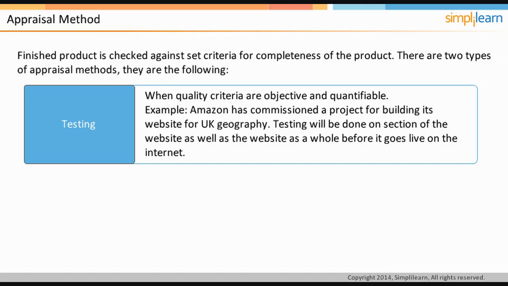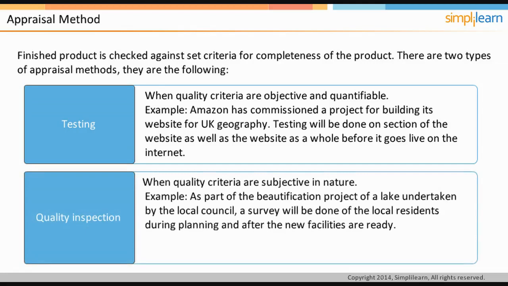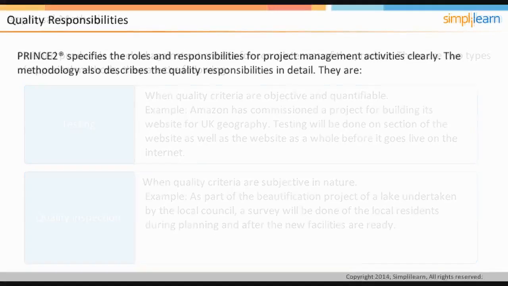Quality inspection is applicable when the quality criteria are subjective in nature and is a structured assessment of the product by two or more people. Example of quality inspection. As part of the beautification project of a lake undertaken by the local council, a survey will be done of the local residents during planning and after the new facilities are ready. This will be followed by an evaluation and quality inspection by a landscaping artist. Let us discuss quality responsibilities in the following screen.